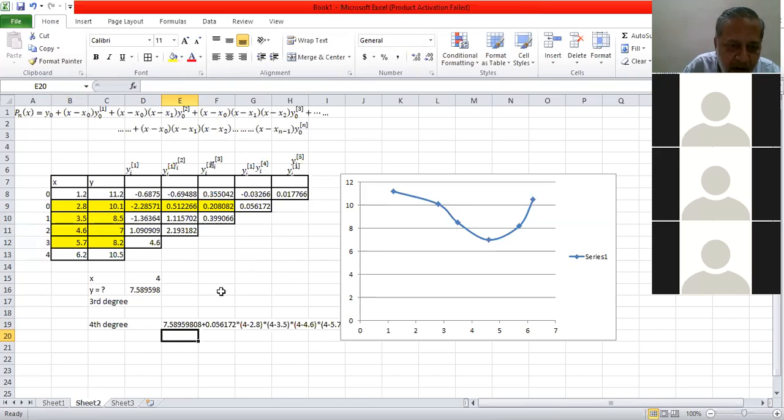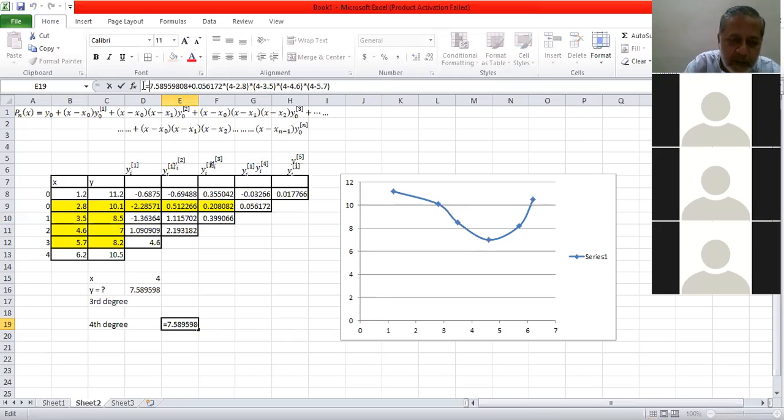गड़बड़ हो गई. नॉट कैलकुलेटेड. ये मैंने कोई एक्सेल एरर की है. मैंने इक्वल टू नहीं लिखा यहाँ पे. दैट इज द एक्सेल एरर and this time I get 7.6.